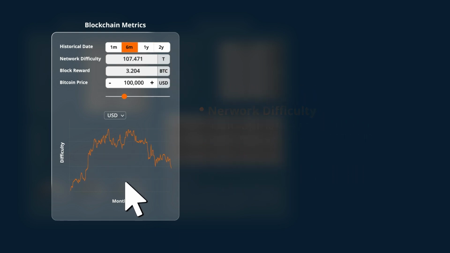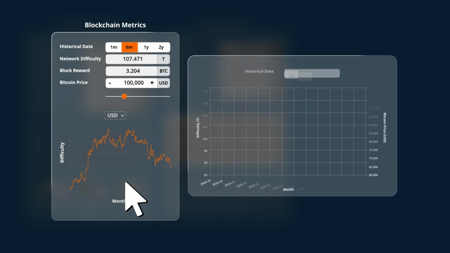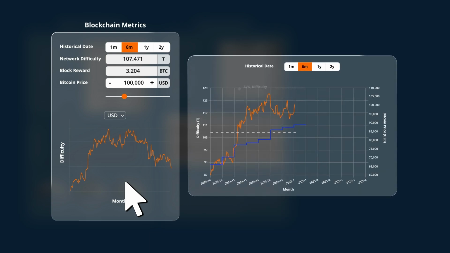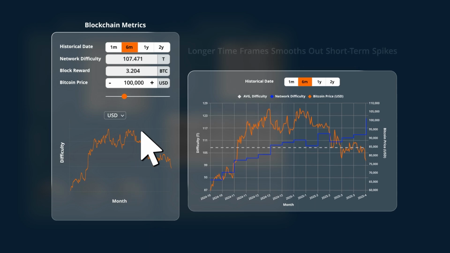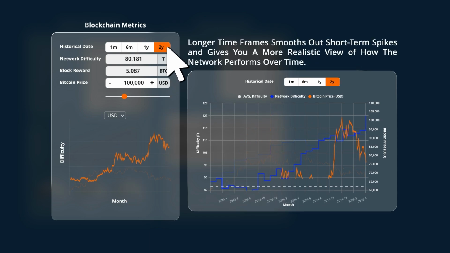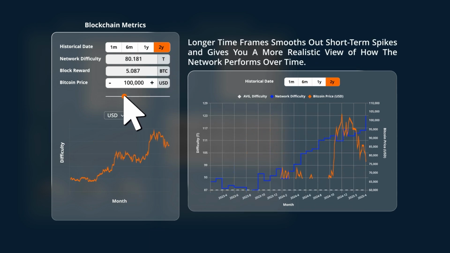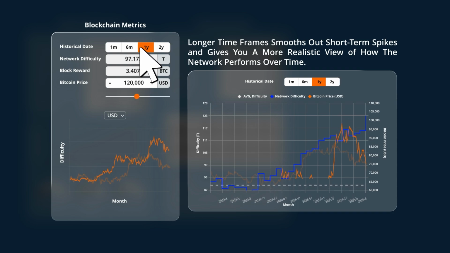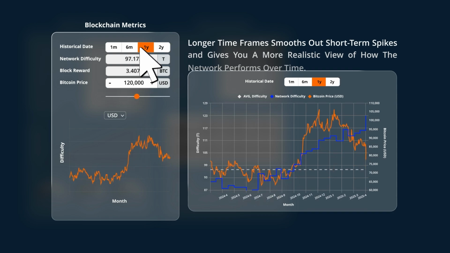We use past data because it reflects how the Bitcoin network actually behaves over time, adjusting naturally to changes like price and mining competition. The Bitcoin price is set to the current live price by default, but you can change it. Since mining is a long-term investment, you might want to set a higher price.